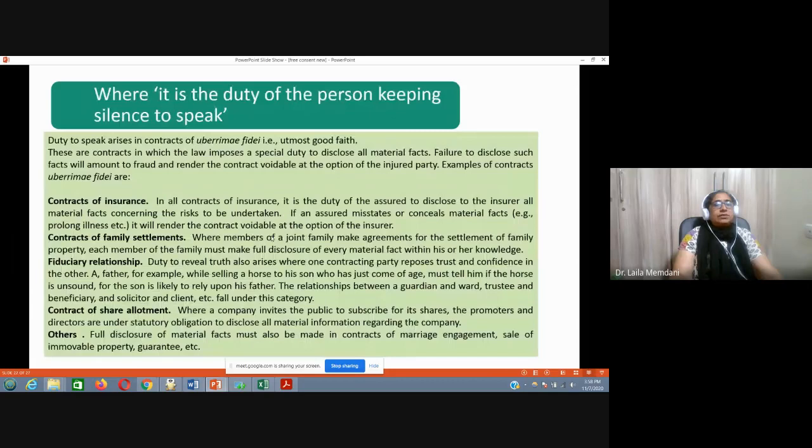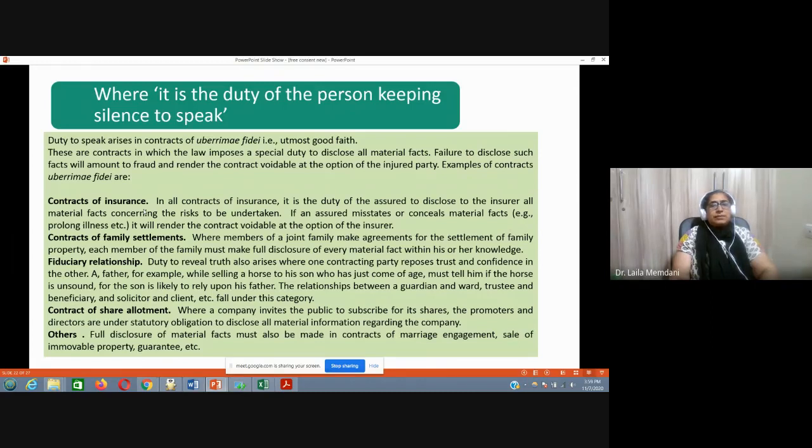Like the first is contracts of insurance. Like if the person is taking medical insurance, there will be columns which ask questions like the previous health condition, whether the person is smoking or drinking, and this person leaves these columns blank. And when the claim arises, the company may refuse to pay because at that time he was supposed to speak. If he already had that disease, the company may refuse to pay, saying that it was a fraud.